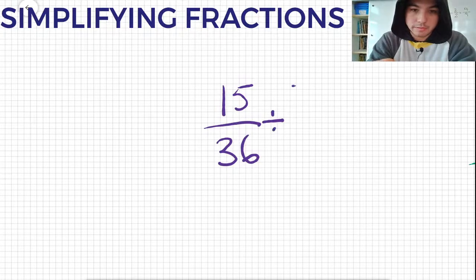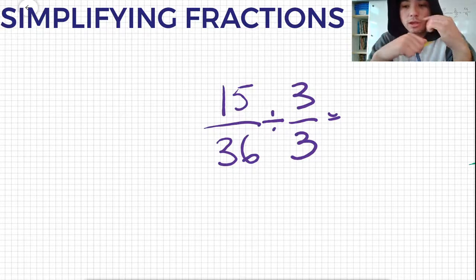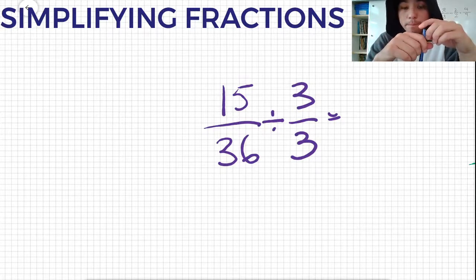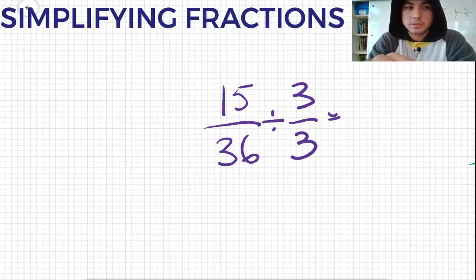15/36, and we're going to divide it by 3/3. Again, that's our equivalent of 1. So we're not changing the value. If we divide by something other than an equivalent of 1, we change the value of our fraction. It's like 6 divided by 2 equals 3, right? We're changing the value of where we started. In this case, with an equivalent of 1, we don't change the value of where we started, okay?